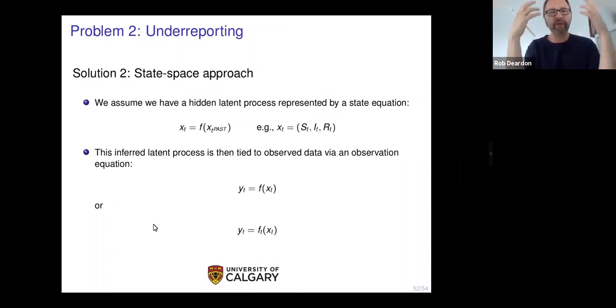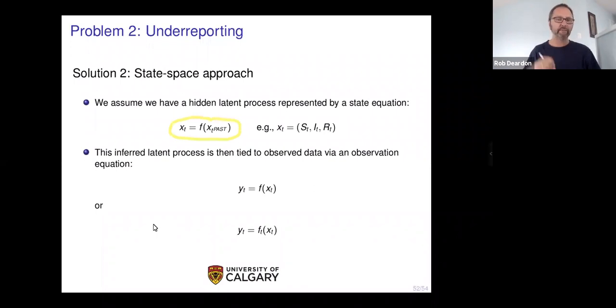Okay, so for those of you who are not familiar with a state space approach, you basically have a model which is modeling a hidden latent process, represented by what we call a state equation. I've written this in a very general sense, that my state xt is some function of something that happened in the past, xt from the past. So for example, in this case, xt could be st, it, rt.